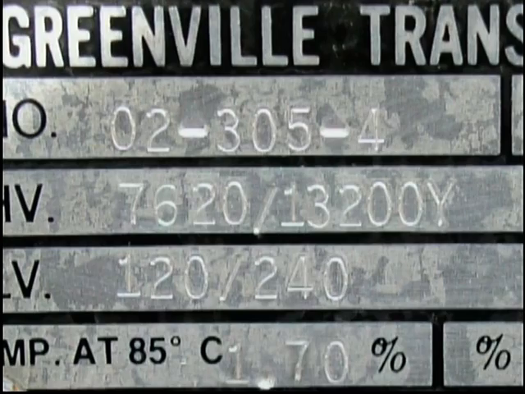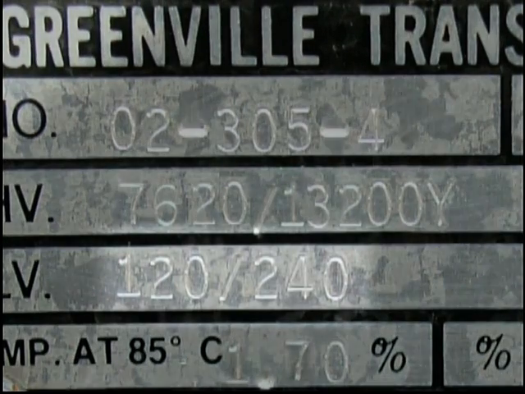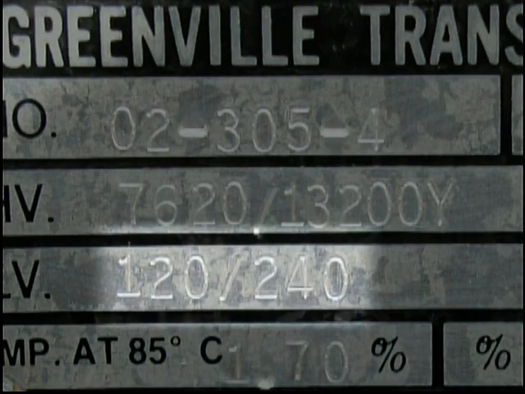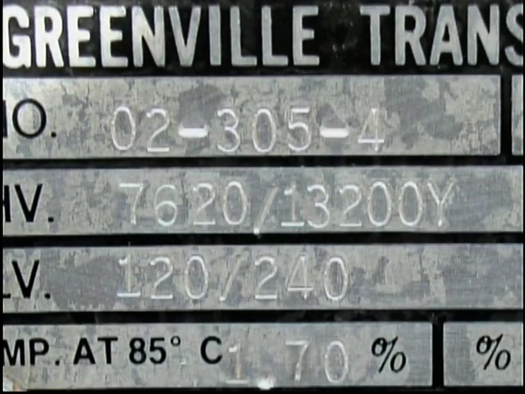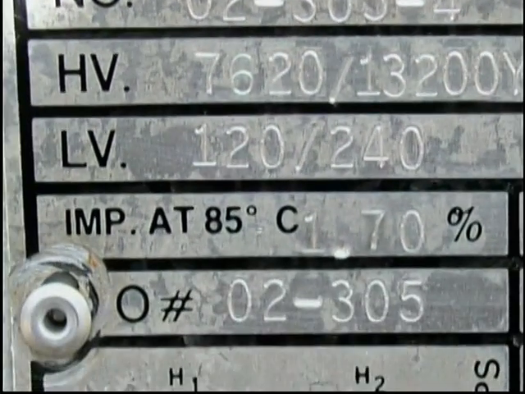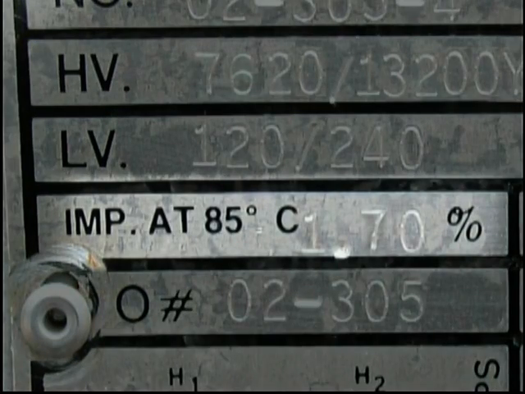In this example, the secondary voltage that can be supplied to a load is also indicated by two numbers separated by a diagonal line. In this case, 120/240 indicates that when the unit is properly energized, it can supply a secondary load with both 120 volts and 240 volts. The last thing we'll discuss on the nameplate is the term percent impedance.